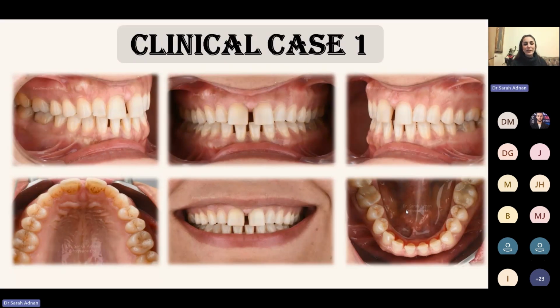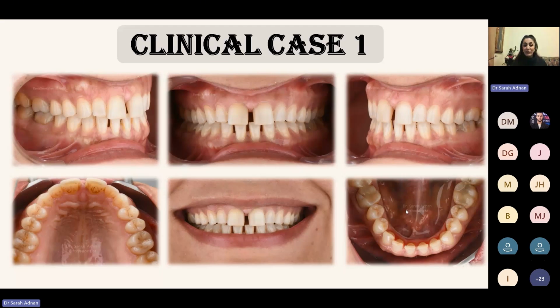So we finished the troubleshooting, the follow-up, and the elastic use with the aligner. Now I'll show you two cases that I treated with clear aligners. I couldn't prepare more because I didn't have enough time. So this is the first case.